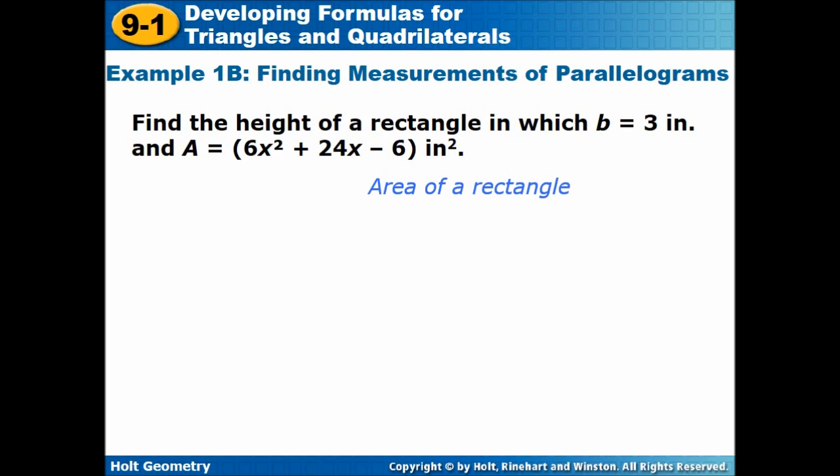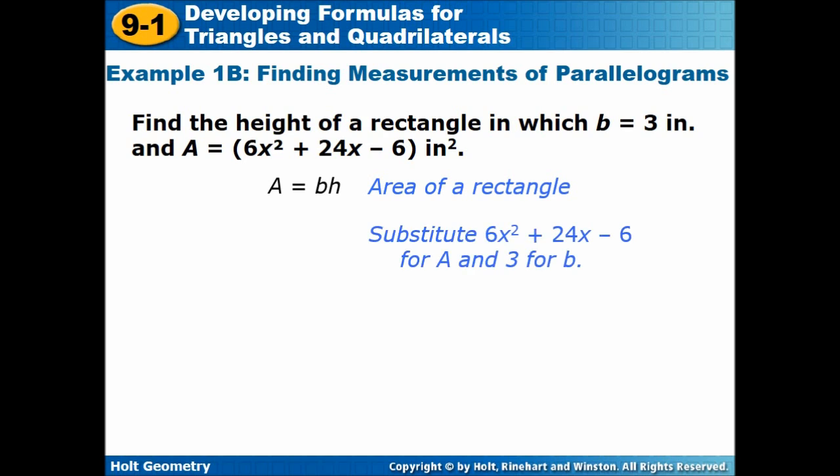So the area of a rectangle starts out with the same formula. Area equals base times height. Real simple, nothing hard here. Let's take a deep breath. We're going to substitute. All right, so we'll substitute that 6x squared plus 24x minus 6 for A, or the area. And we're going to substitute 3 for the B, and so we'll have 3h on the other side. So here it is. 6x squared plus 24x minus 6 equals 3 times h.